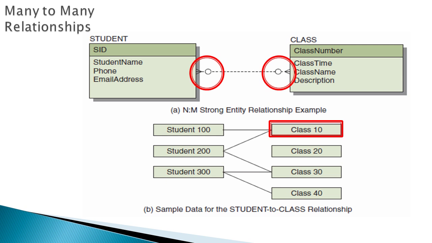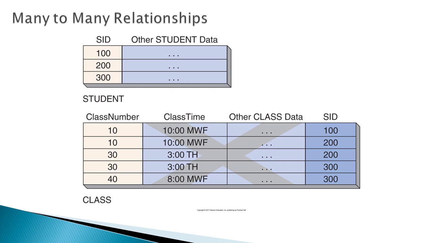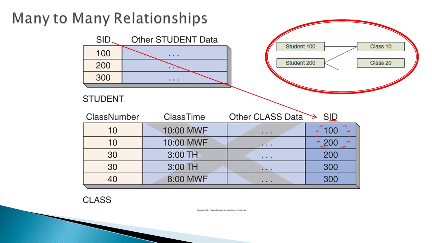So we have two entities. But how do we set up the relationship between student and class? Maybe we could have student ID, SID, as a foreign key in the class table. So in the class table, class number is the primary key and student ID is a foreign key. But student 100 and student 200 are both in class 10.